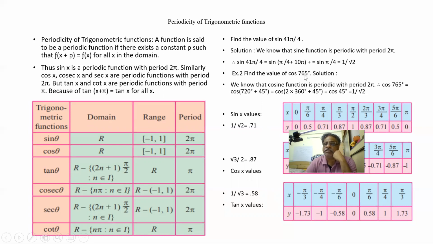Suppose I want cos 765. That is cos of 720 plus 45, so it is cos 45, which is 1 by root 2. These are all coming under the first quadrant.